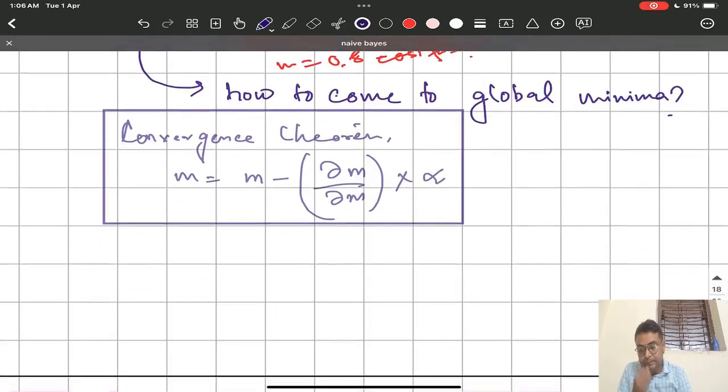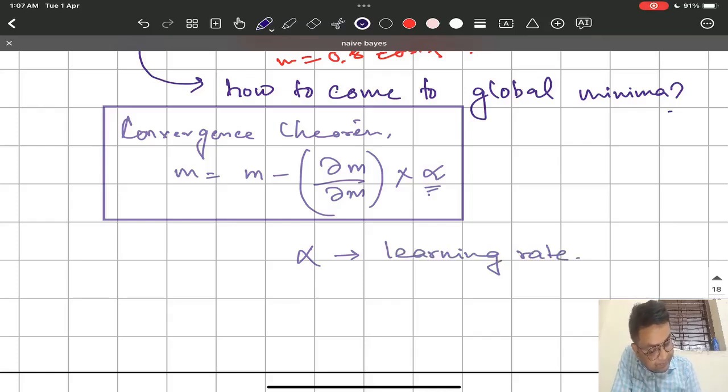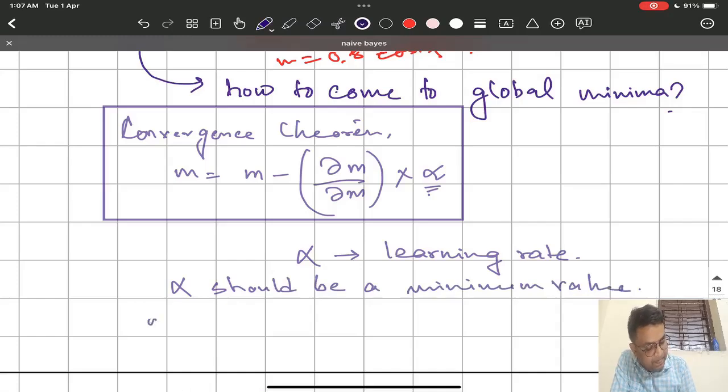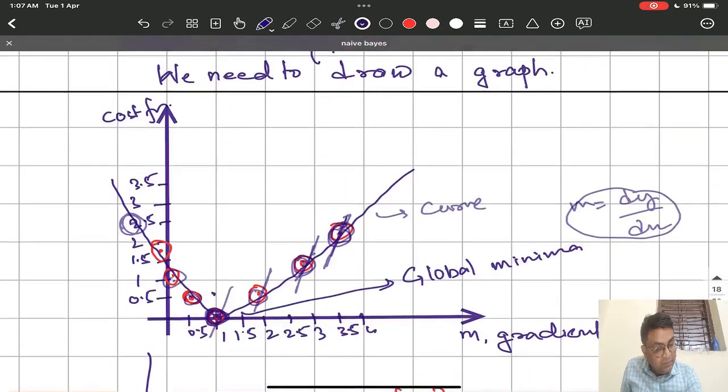Now what will happen? And what is this alpha? This one alpha is the learning rate. Alpha should be a minimum value. Maybe alpha equal to 0.001. इतने मिनिमम मुझे वैल्यू लेना पड़ेगा. ज़्यादा वैल्यूज लेने के लिए अल्फा इक्वल टू 1 या कुछ, suppose मैंने 1 ले लिए.